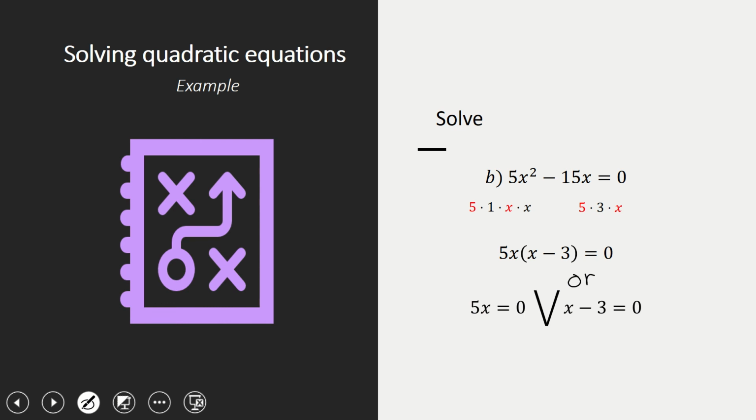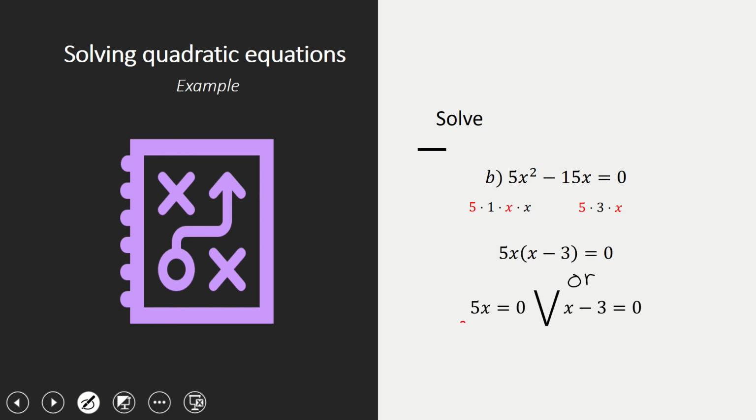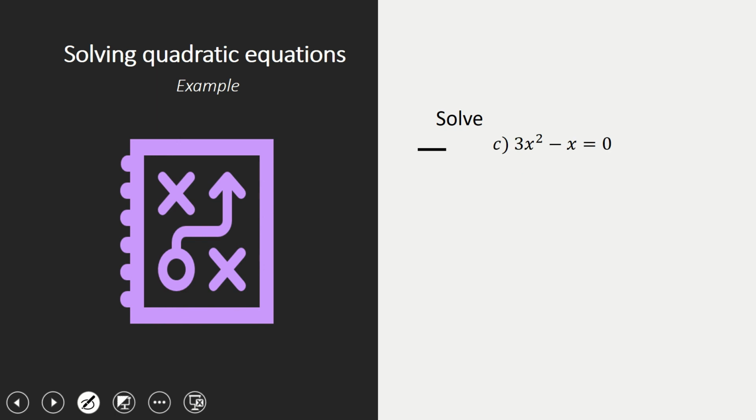Alright, so if we're going to use the balance method, we divide by 5 and we add 3, then we will get x equals 0 or x equals 3. So that's your answer. And again, you can check it by filling the x's in and checking if your answer is 0. Alright, our third example is 3x squared minus x equals 0.